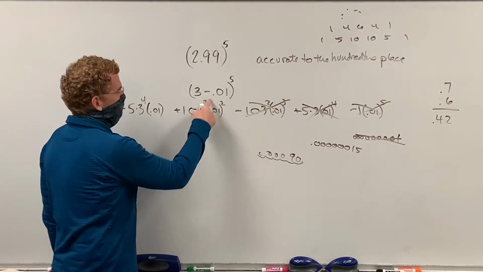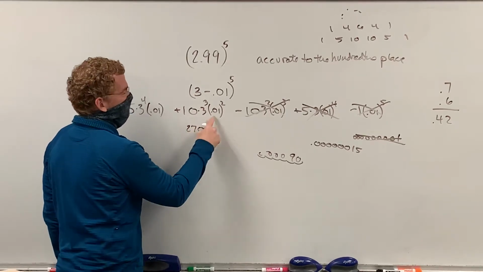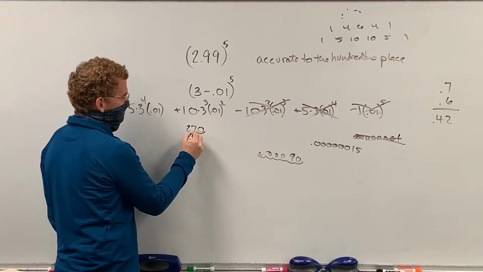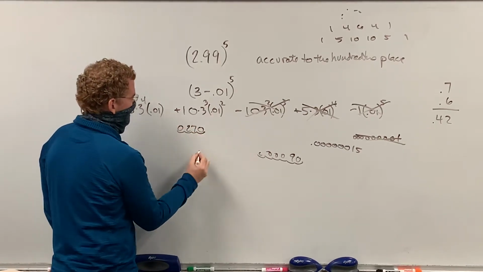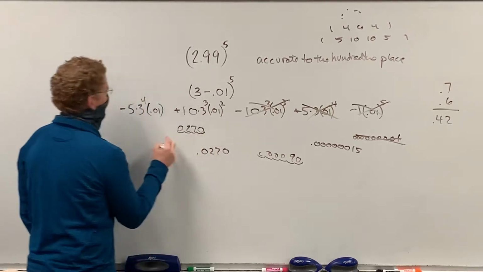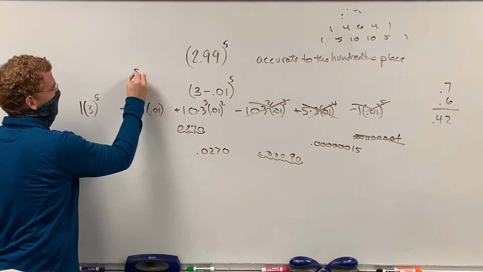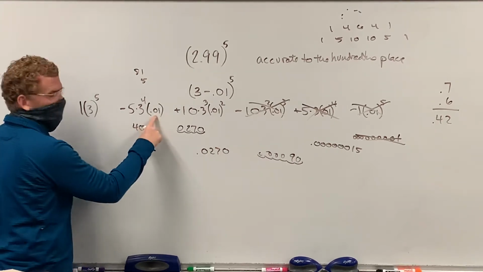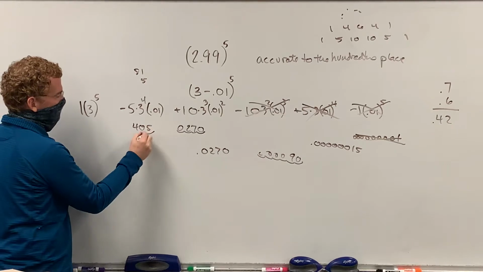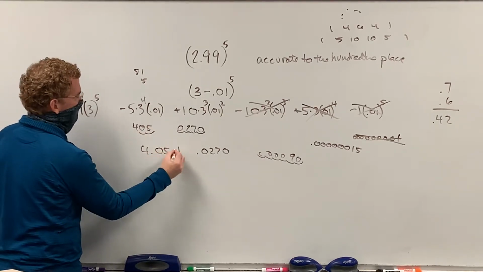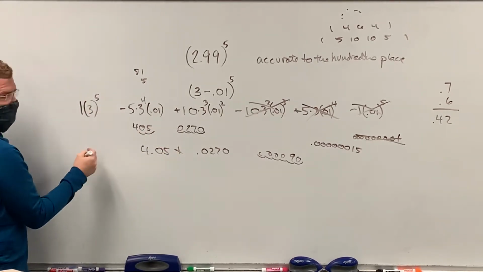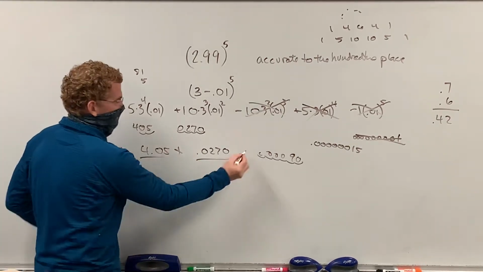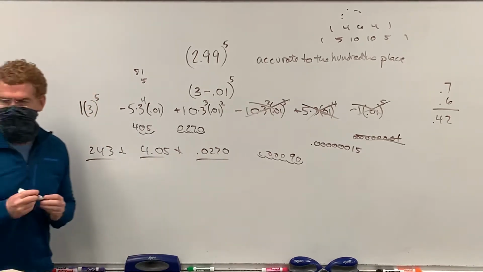This one, 27 times 10 is 270. Oh, but how many decimal places? 4. 1, 2, 3, 4. Okay, that's going to matter. So that's a 0.0270. This would be 81 times 5, 405. But how many decimal places? 2, 1, 2. So that's a 4.05. And then this is just 3 to the 5th, or 243. So it turns out I only really had 3 numbers that were relevant here.